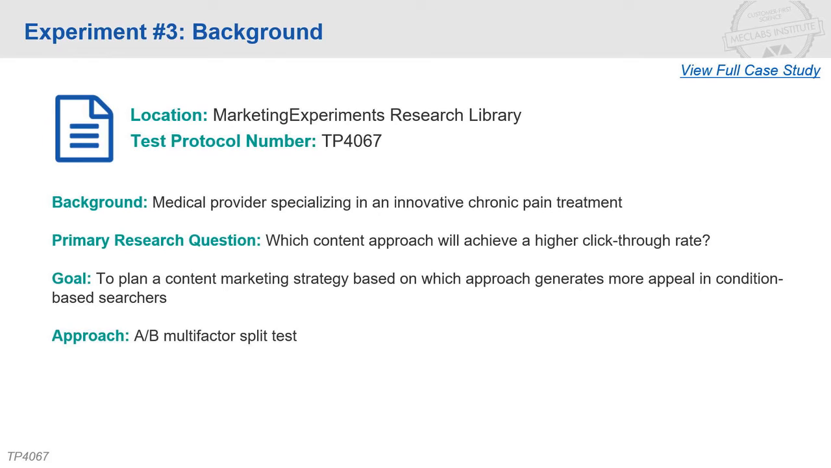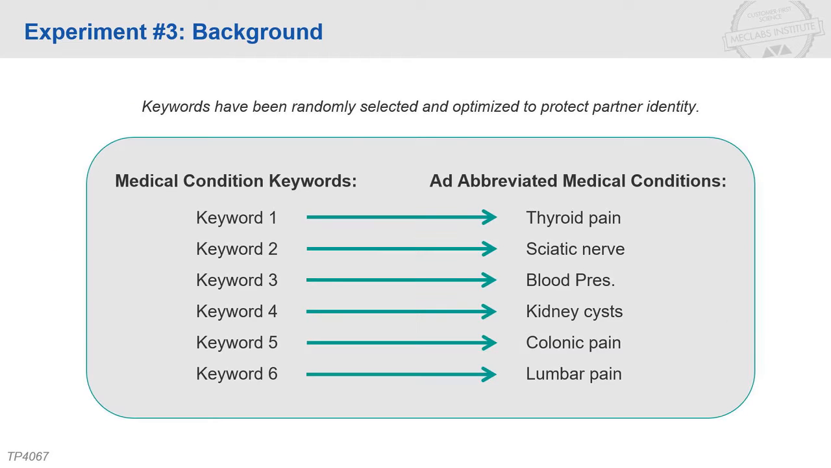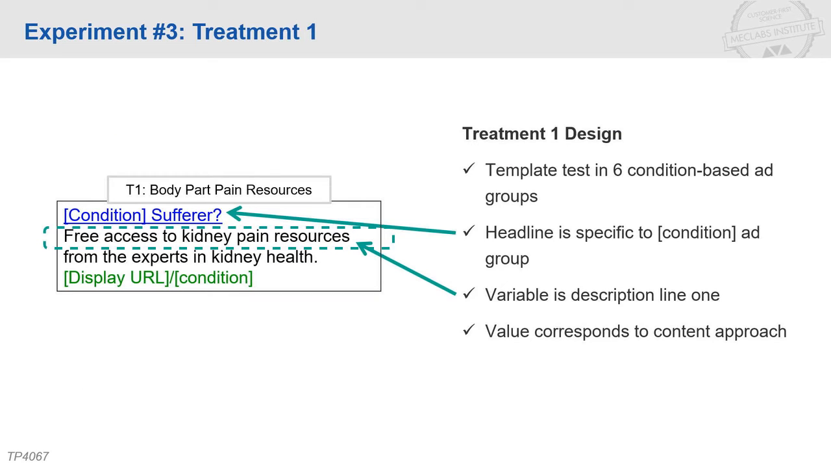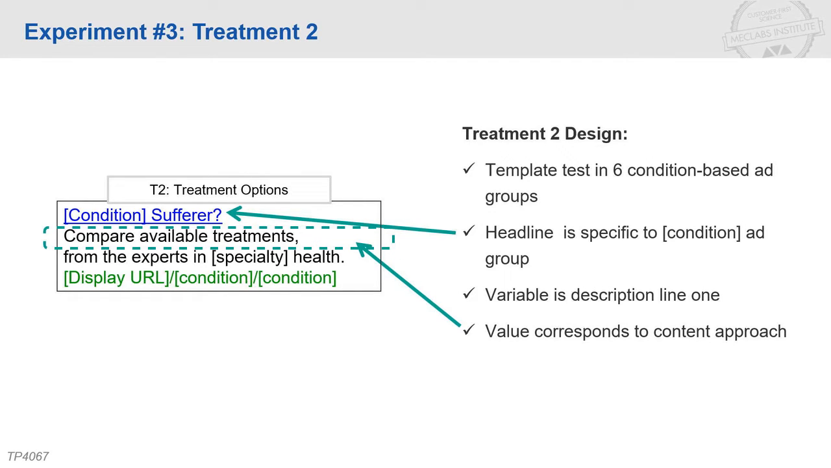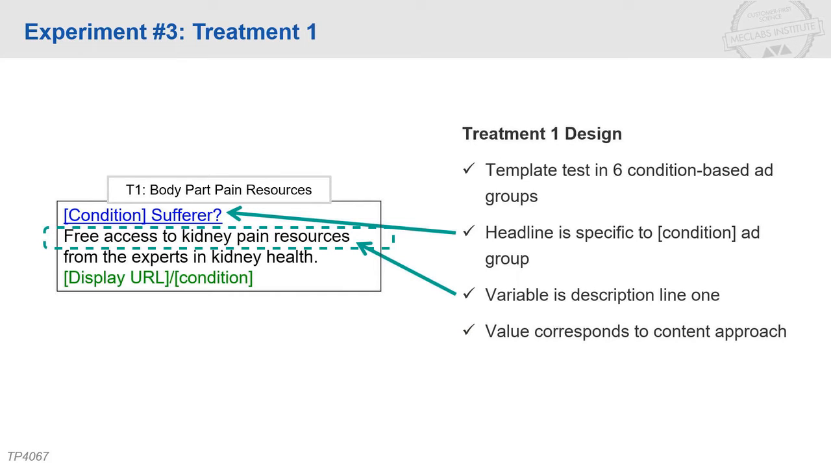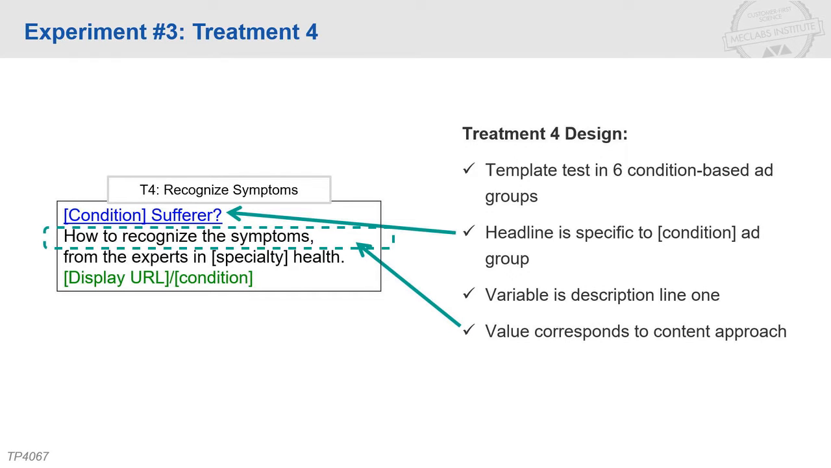Test protocol 4067. Now keywords have been randomly selected and optimized to protect partner identity, as you know, but this is the essential approach. We talked about this before. Treatment 1 is a template test in 6 condition-based ad groups. Here's what's interesting now. The headline is specific to the ad group, but look at what we start to do. We're changing variables. We're matching what we say in the headline with what we say in the ad in various combinations. And I'm going to explain it in more depth when I get to here.